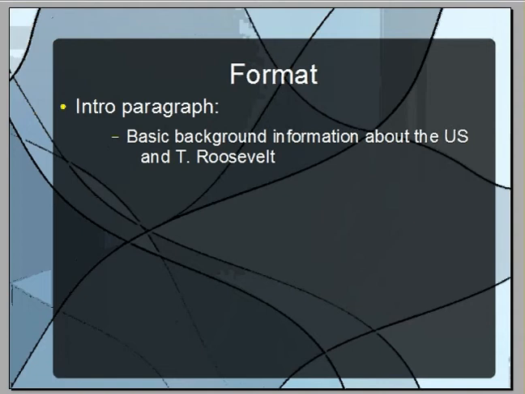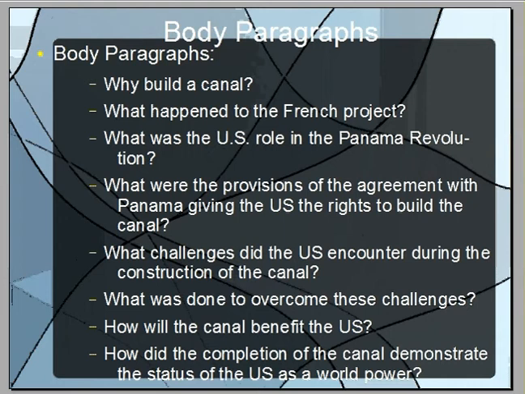I think it's wise to start with an introductory paragraph that provides basic background information about the United States and Theodore Roosevelt, and this desire to build a canal and where this desire came from. And then you can split these points that you need to cover into as many body paragraphs as you choose. Just make sure it flows. If you can put this all into one paragraph and have it flow really nicely, then go right ahead and do it. I think that would be a challenge, but if you're up to that challenge, then go for it.